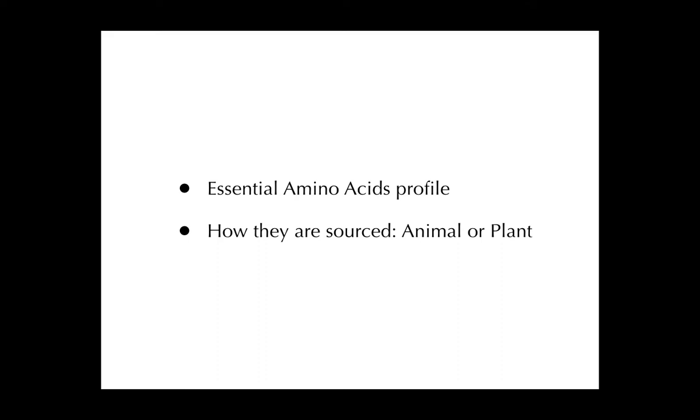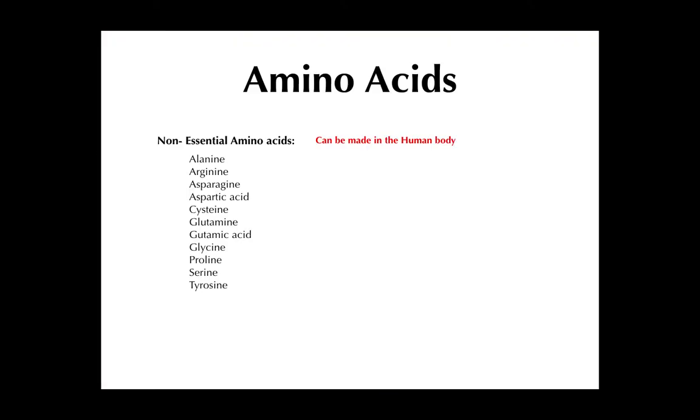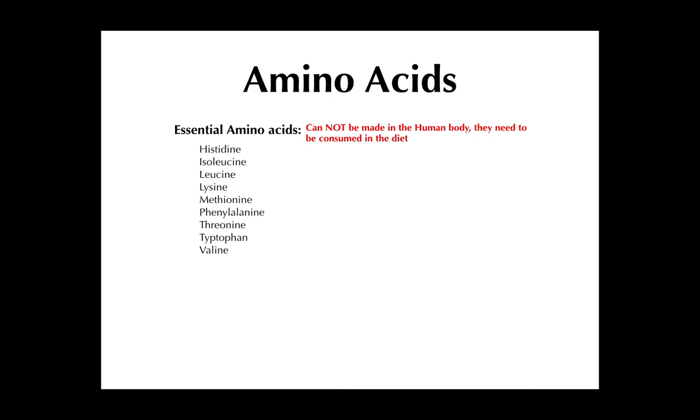The food either has all the essential amino acids, which I'll explain in a minute, and they're either from animal or plant sources. That's pretty much the big difference. So, amino acids. There are 20 amino acids, and they're divided into two: the non-essential and the essential. The non-essential can be made in the human body. You do not need to eat them, your body can make them. But for the essential amino acids, your body can't make them. They have to be consumed in the diet.